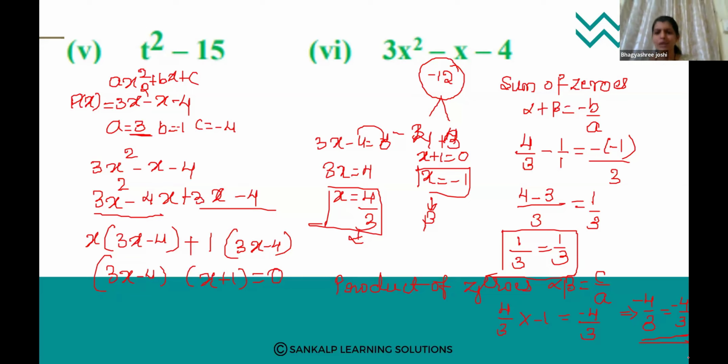Next, find out the sum of zeros. Alpha plus beta equal to minus b by a. So if you get confused about a and b values, first write it like this. Then you will not get confused. A means 3, B means minus 1, C means minus 1. Okay. Yes. Shall we move to next question?